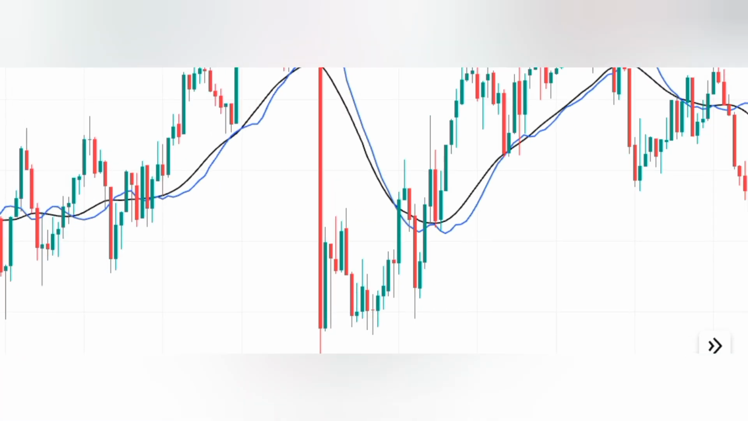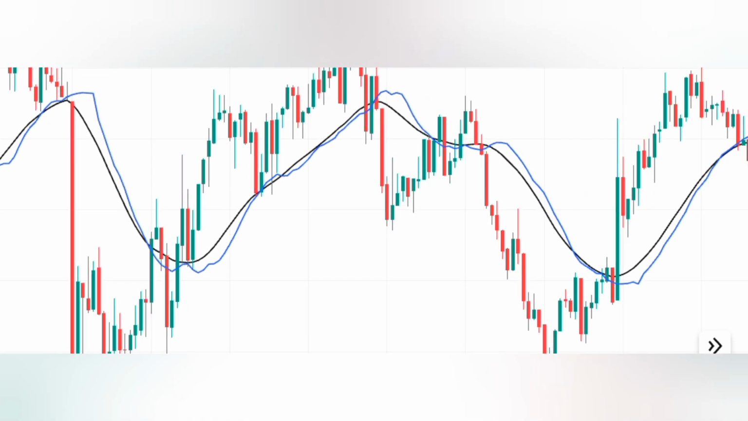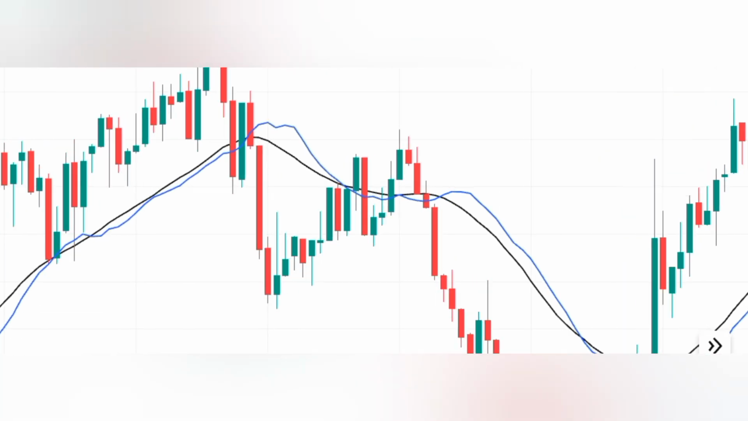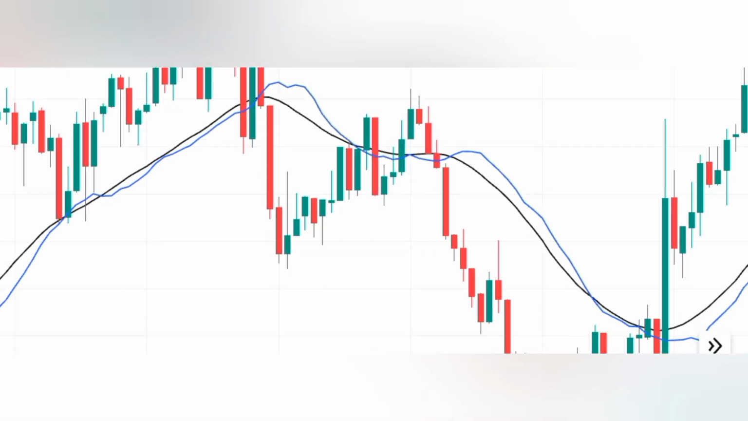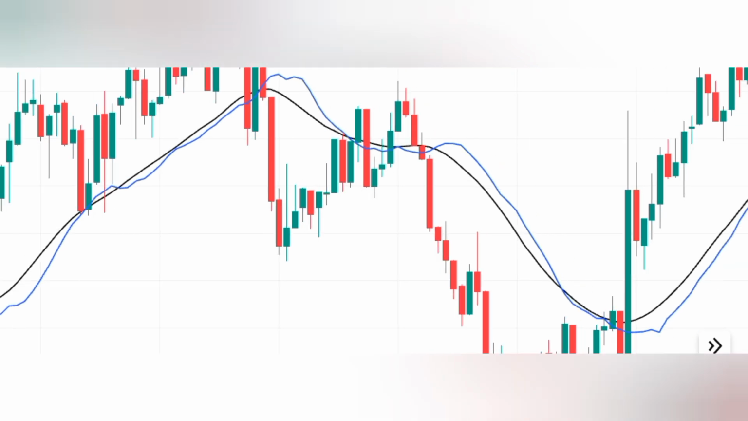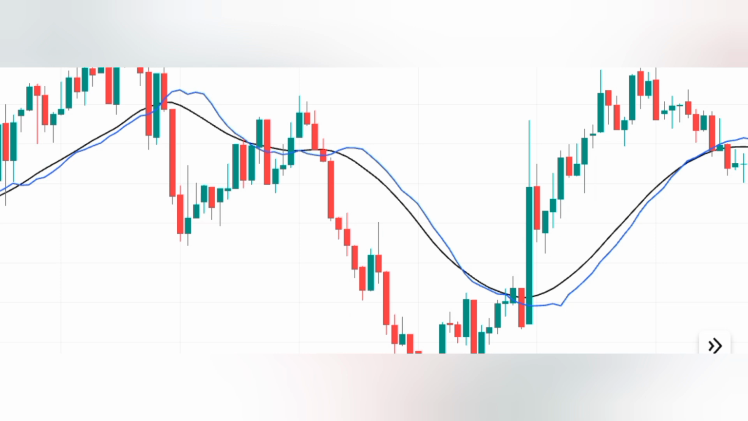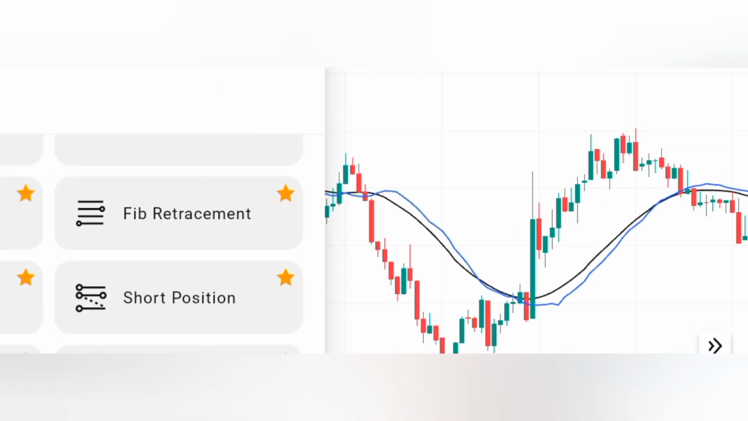Always when a 9 exponential moving average crosses and it goes below the 20 moving average, we shall consider it a downtrend, and when it goes above a 20 moving average, we shall consider it as an uptrend. Okay, remember this is a 1 minute time frame. That means we just target only a few pips, guys.